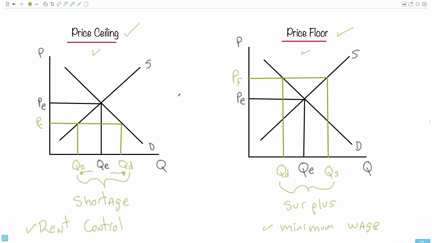So there you have the case of a price ceiling and a case of a price floor. These are not the same. They have very different implications. A shortage for a price ceiling and a surplus for a price floor. I hope this clarifies a few things, and if it doesn't, once again, let me know.